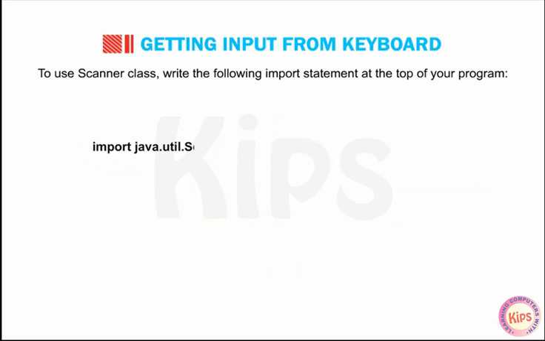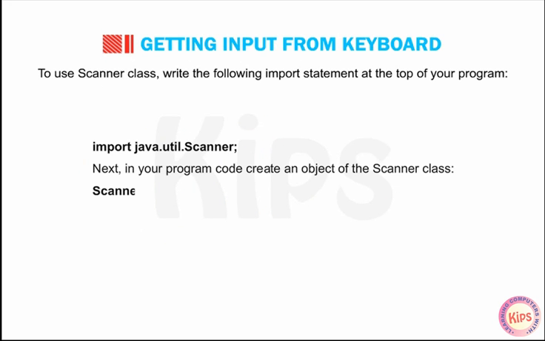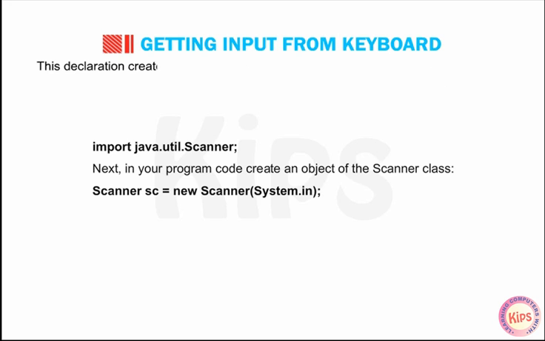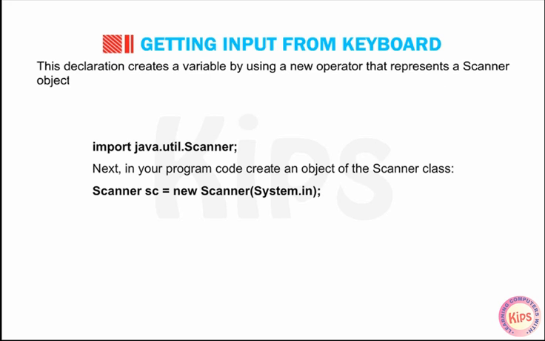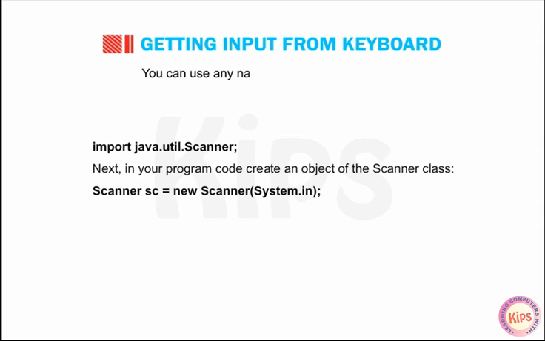import java.util.Scanner; Next, in your program code, create an object of the Scanner class. Scanner sc = new Scanner(System.in); This declaration creates a variable by using the new operator that represents a Scanner object. You can use any name for the object as desired.